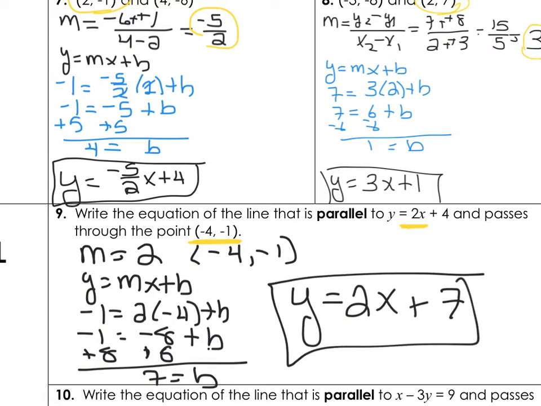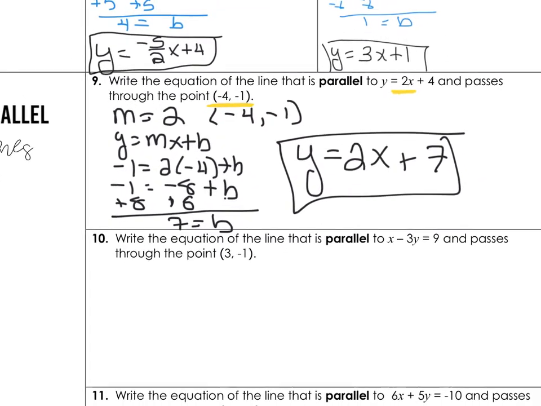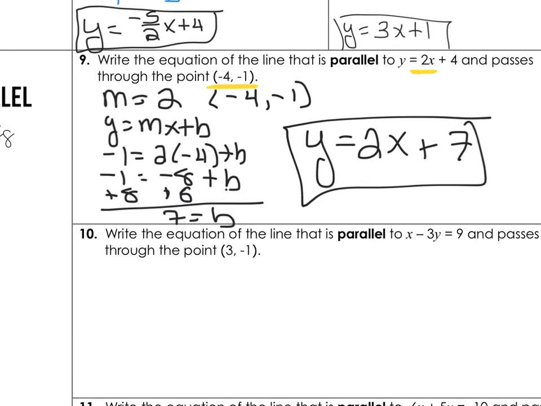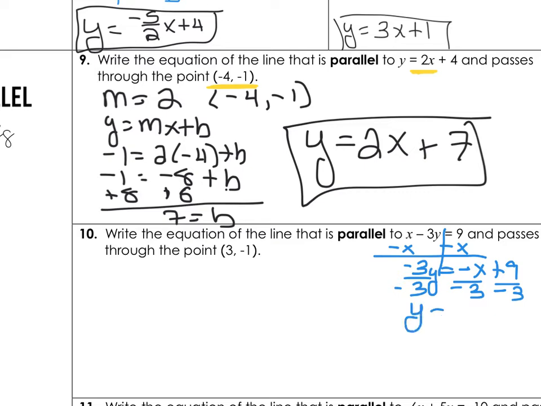That's it. Okay, so now if we look at this next one, the only difference here is that you need to solve your equation so that you can get your slope. So I'm just going to subtract x, and I'm going to put it in slope-intercept form. So I've got -3y equals -x plus 9, and then divide by -3. So y is equal to, that's a positive because a negative and a negative makes a positive. So positive 1/3 x minus 3.